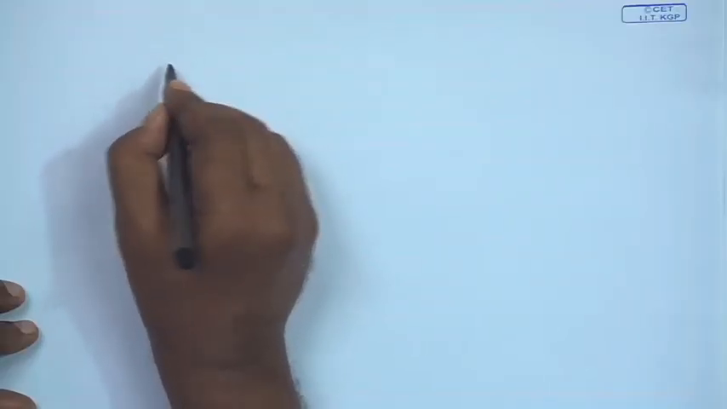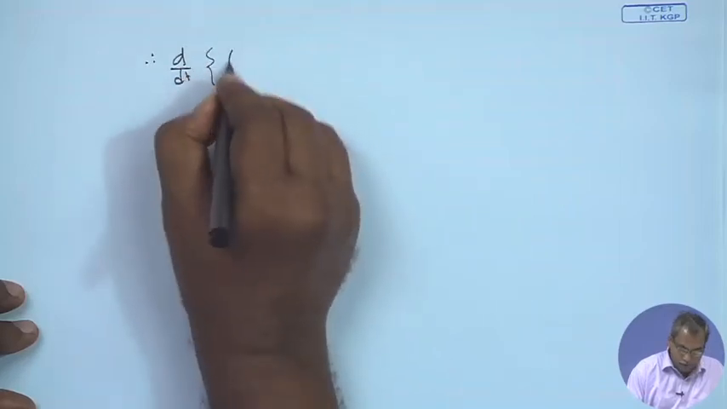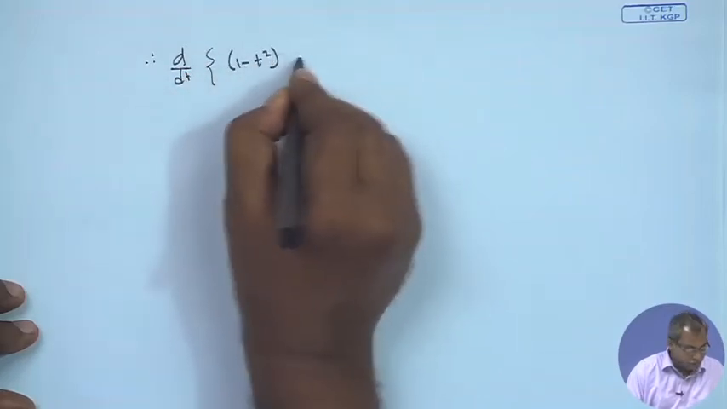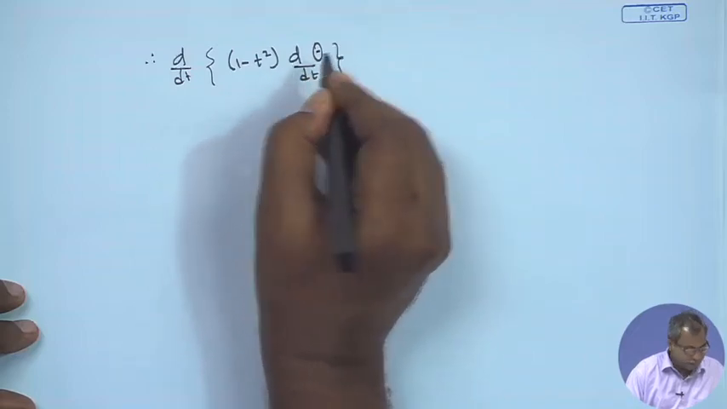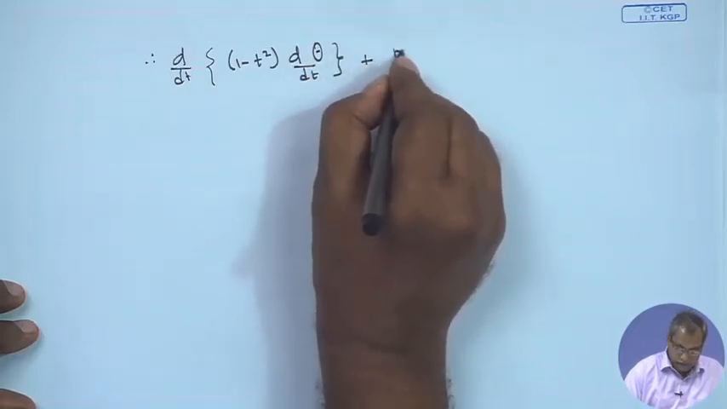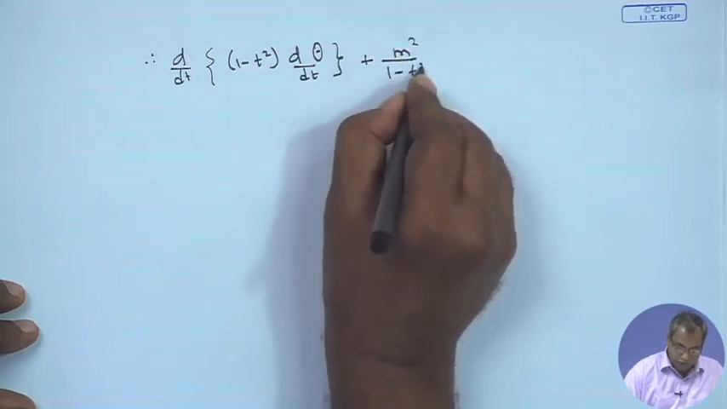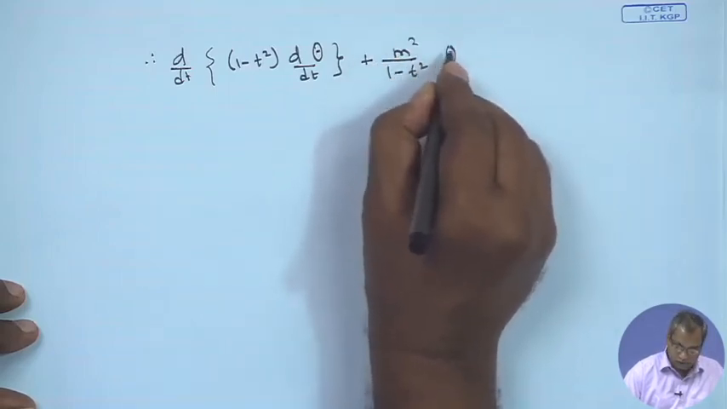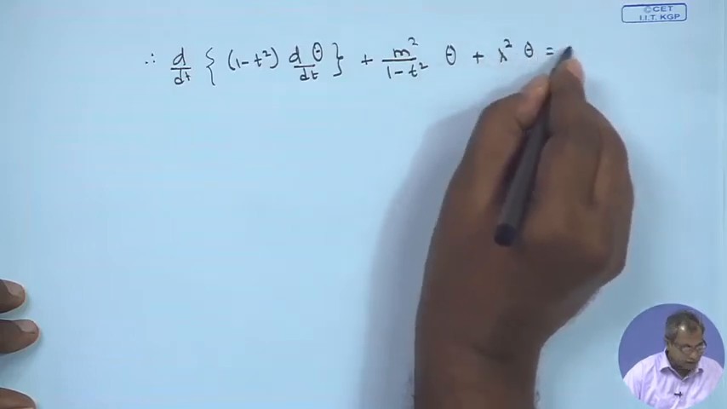Then I substitute this into the governing equation, and let us see what we get. If we do that, then we will get d/dt of 1 minus t square d Theta/dt, plus m square over 1 minus t square Theta, plus lambda square Theta is equal to 0.